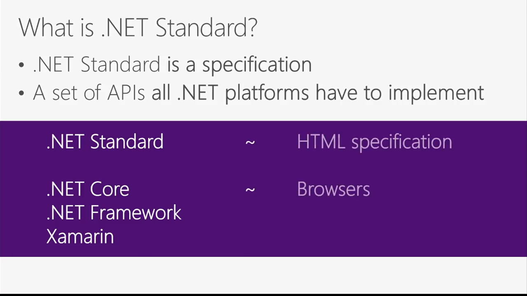Another way to look at this is that the standard is something like the HTML specification. So it has a whole bunch of language constructs and other things in it that allow you to express your website, right? And then you have actual browsers. In our case, it's .NET Core, .NET Framework, and Xamarin, that can run your class libraries in the context of an application. So that's roughly how you should think about that.